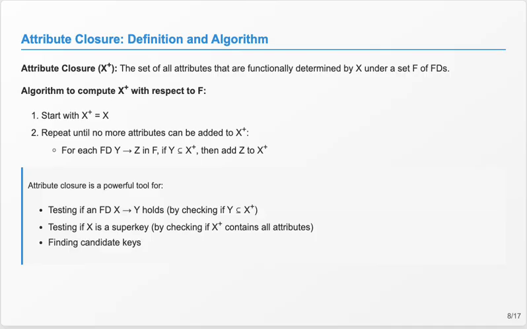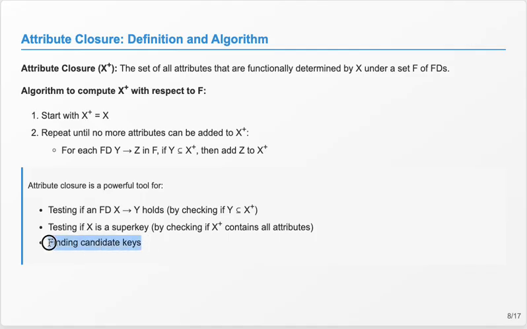So this is a powerful tool for testing whether a functional dependency holds given a set of functional dependencies, like we have done in the last slide. It is also useful for testing whether something is a superkey or a candidate key, because when you say X is a superkey, you're saying that X can functionally determine every other attribute in the relation, which means that the closure of X should contain every attribute, including itself.